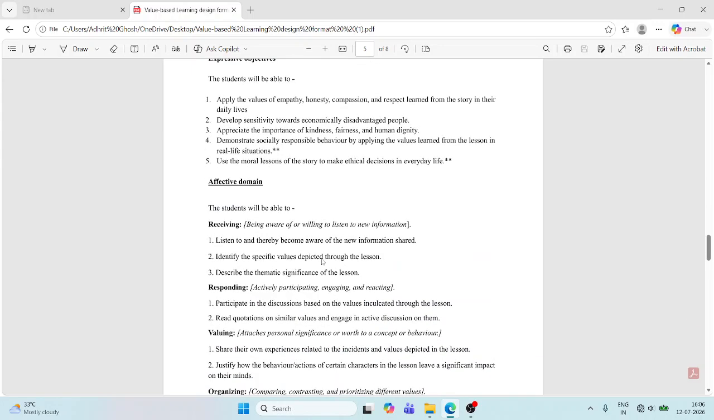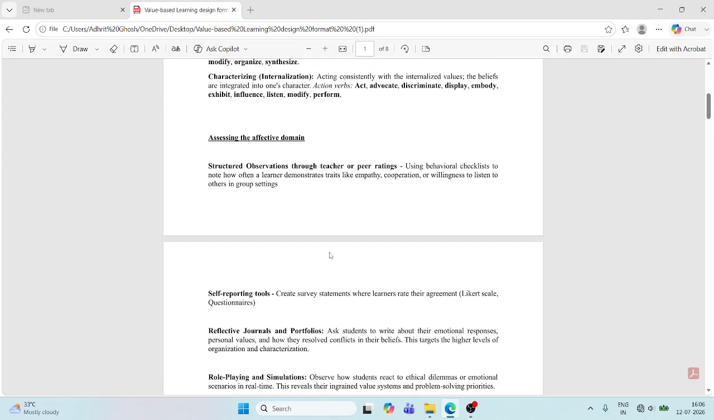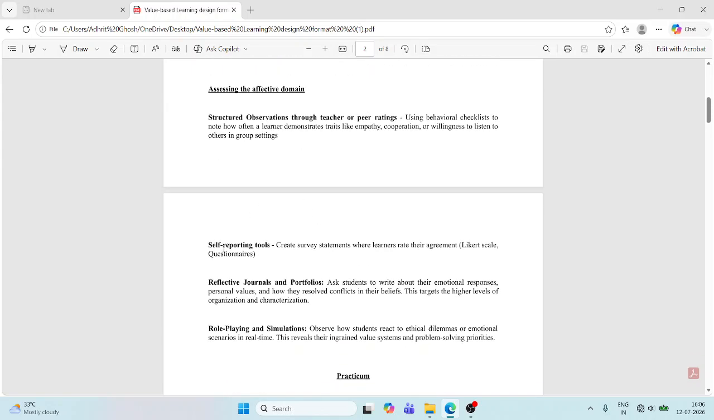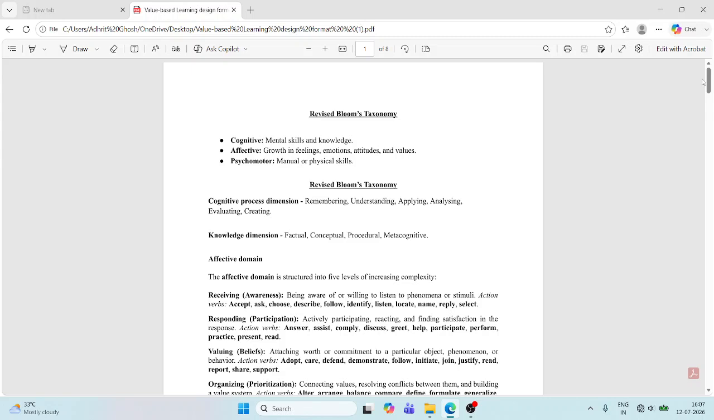But specifically the affective domain, it's not possible, because these are the ways in which to assess the affective domain: through structured observations, through self-reporting tools, reflective journals, portfolios, role-playing simulations. So these are practically not possible in a classroom situation. So we don't do that. We just leave that aside, and we finish off with diagnosing weaknesses and suggesting the remedial measures. That's all. Okay, so that is all about your description of the revised value based learning design.